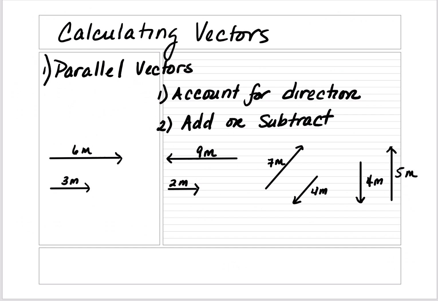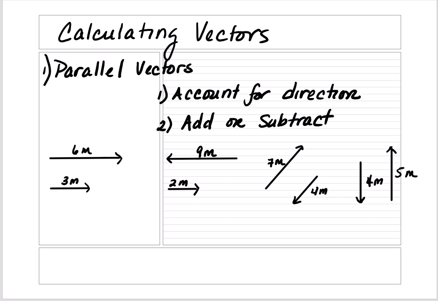When calculating vectors, you need to account for directions. You will encounter 3 different types of vector calculations. The simplest of the 3 are parallel vectors. For parallel vectors, all you have to do is account for direction and then add or subtract.